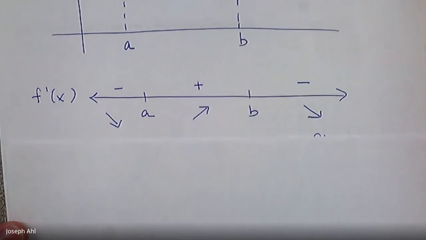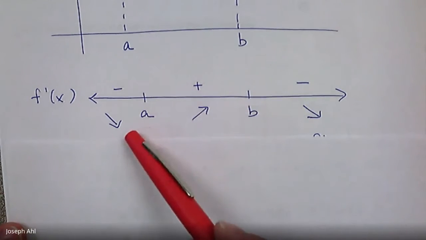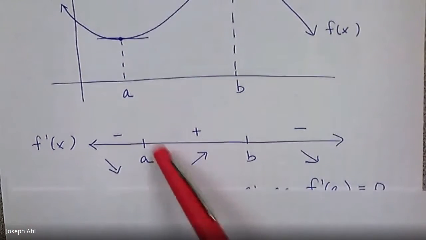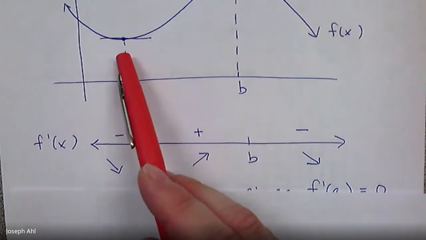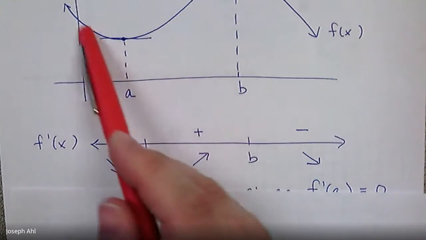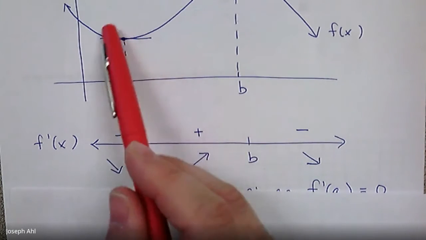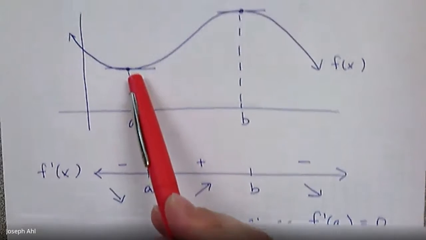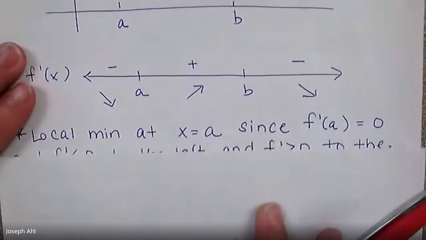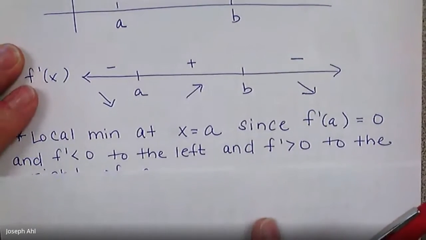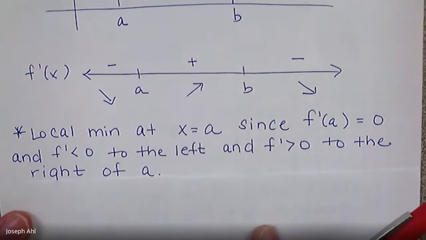So beyond even talking about where things are increasing and decreasing here, we can talk, of course, about the extrema that are located at points A and B. When we switch from negative over to positive, from decreasing over to increasing, we know that that's going to represent a local min on the graph. So that's what I have first here. There's a local min at x equals a. And here's the justification as to why.